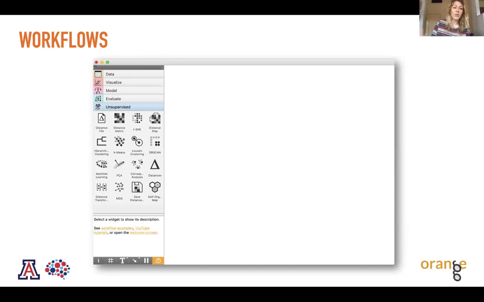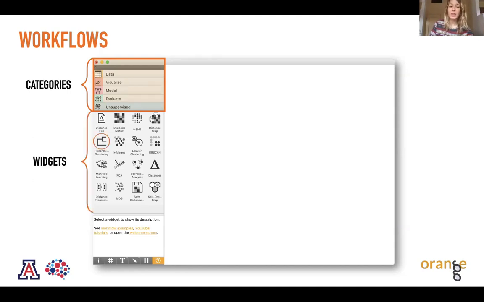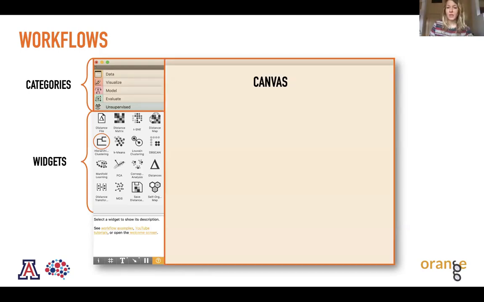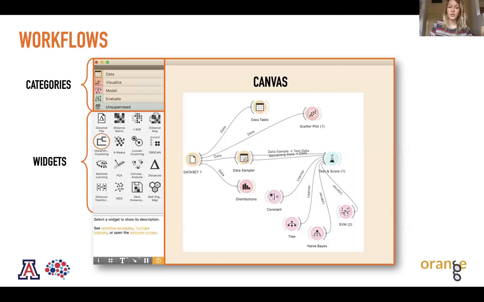When you download Orange or when you open it, you will see this window. On the left of the window, you have categories, okay? These categories are, for example, data, visualize, evaluate, and supervised. In each of these categories, you have the widgets that you can use to perform operations on your data. On the right side, there is the canvas, the white space where you drag your widgets and put them in communication in order to construct the workflows.